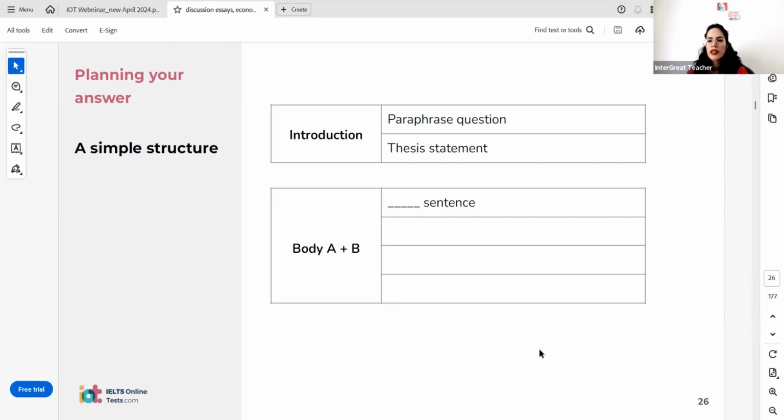Very good. So I need a sentence that summarizes the main idea of that paragraph, right? So I need to write what we call a topic sentence. So the topic sentence is the sentence that summarizes the main idea of that paragraph, what I'm going to write about in that paragraph, right? So that's the topic sentence. What do I need after that?